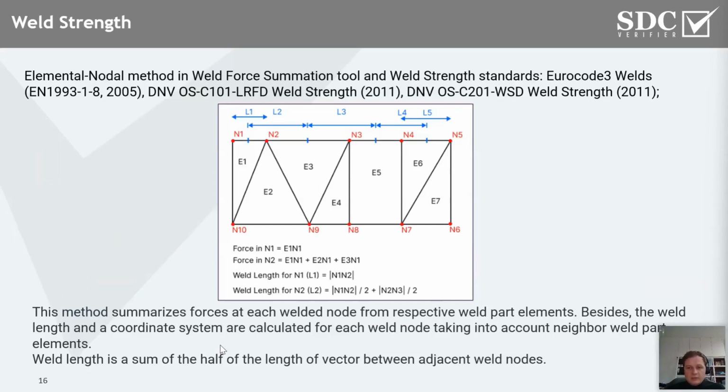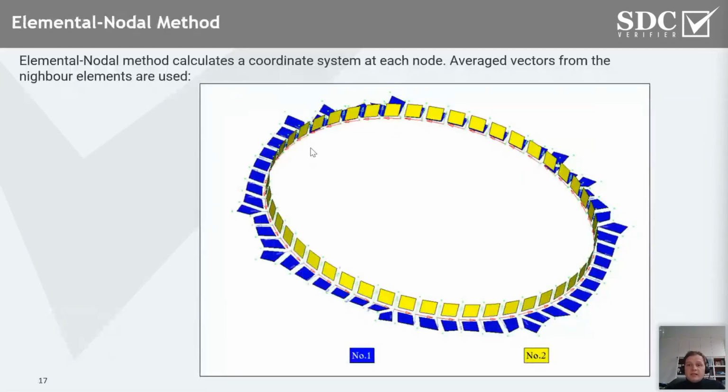Besides, the weld lengths and the coordinate systems are calculated for each weld, and they are taking into account the neighboring elements. The weld length is a sum of the half of the length of the vector between the adjacent weld nodes, as you can see on this picture on your screen. So for this node, the length is taken from here till here. And this method calculates the coordinate system at each node. The averaged vectors from the neighbor elements are used, which allows even better precision and even better results for the weld strengths.